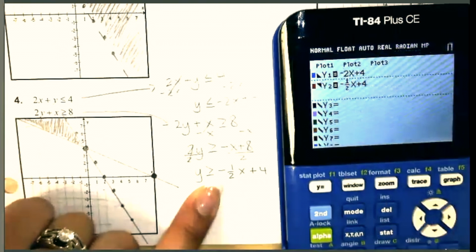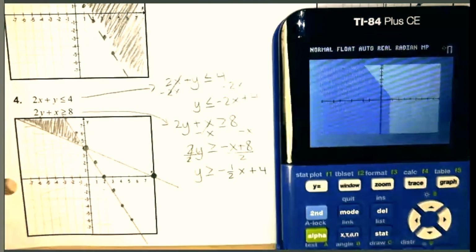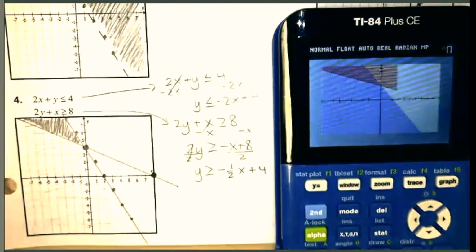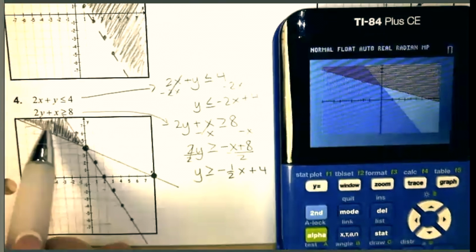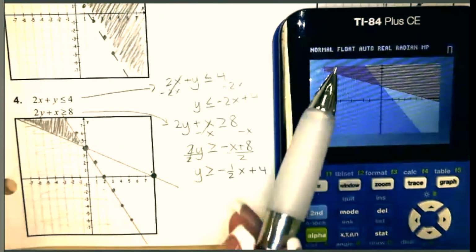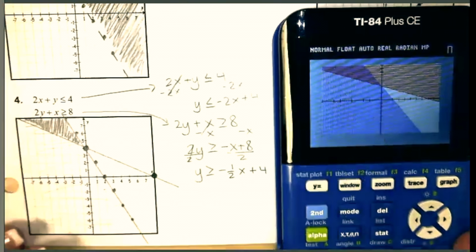And I'm ready to graph. So when I hit graph, it is going to go ahead and graph the entire thing for us. So there's our first line, which we had graphed. Here is our second line, which we had graphed. And the part that we care about is that double shaded area, which is the same thing the calculator is showing you right here. This would be the double shaded area. So you can use your calculator to help you graph that portion.